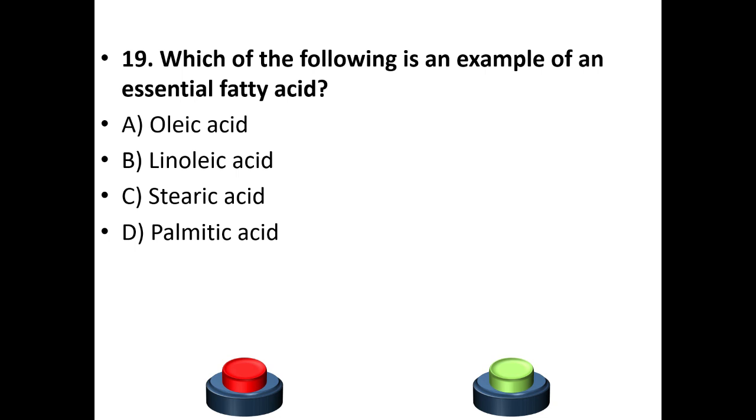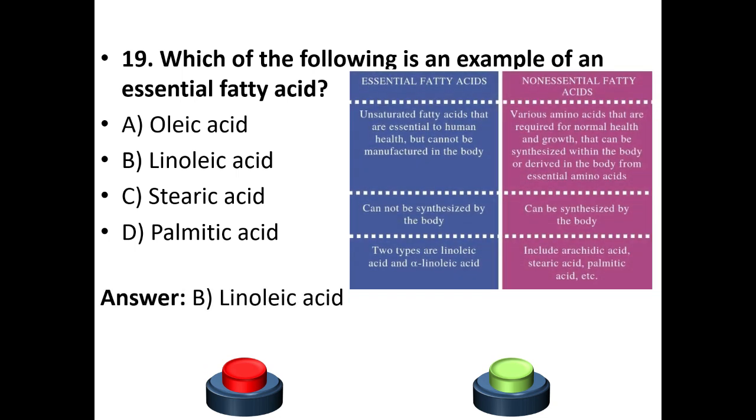19th question. Which of the following is an example of an essential fatty acid? Oleic acid, linoleic acid, stearic acid, palmitic acid. Which is the answer? Here answer is B, linoleic acid. You can see essential fatty acids and non-essential fatty acids. Here the two essential fatty acids are linoleic acid and alpha linolenic acid. Non-essential fatty acids include arachidic acid, stearic acid, palmitic acid, etc.